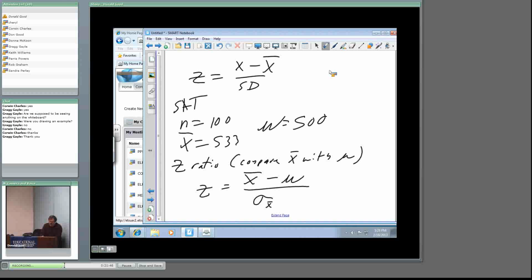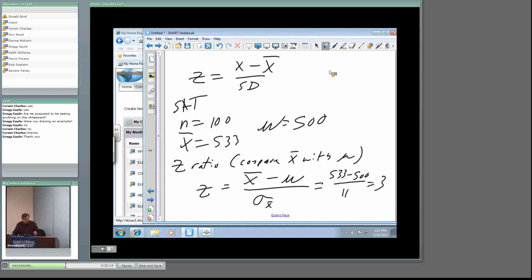So in our case, our x bar is 533 minus the mu is 500, and it's on the other screen. Do you remember what our standard error was a minute ago? It was 11. So I hit the right buttons on my slide rule, and I found out that the z-ratio is a 3.